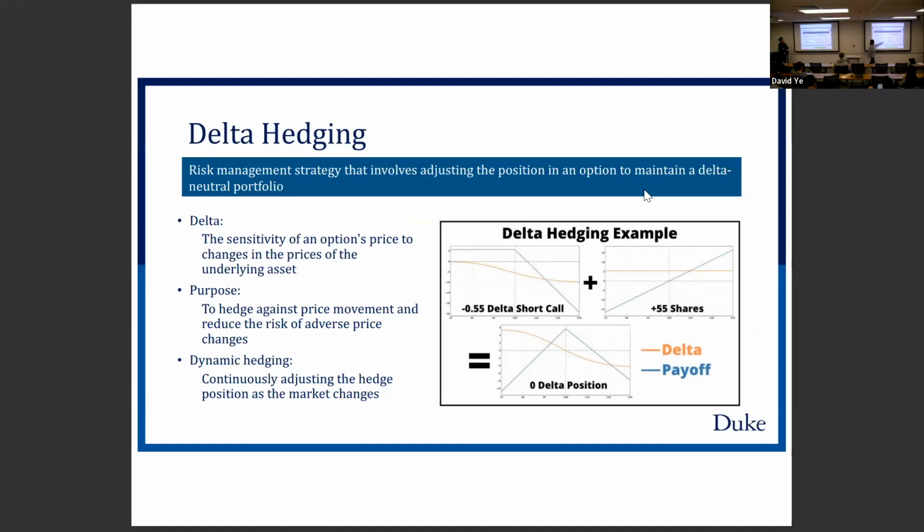In this case, the short call has a delta of negative 0.55. It means that it profits $0.55 for each dollar decrease in the underlying asset price. Since the standardized option size is 100, in this case the delta is minus 55. So obviously you want a positive 55 delta to hedge it. One way to do it is just to buy 55 shares of stock. In this way, we are able to delta hedge the position.